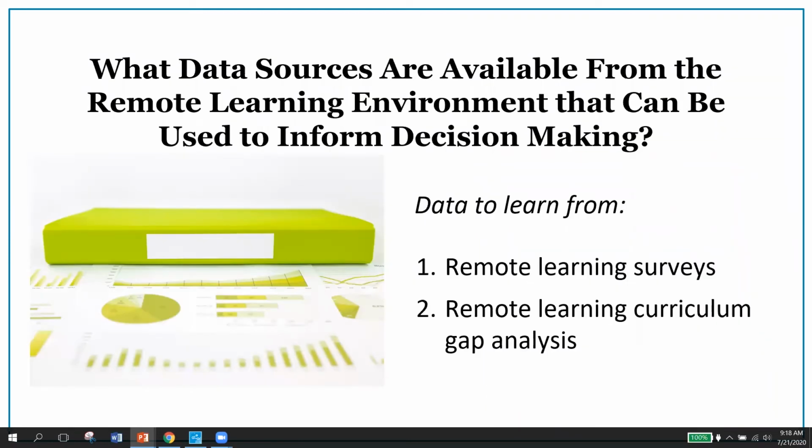There are a wide range of data available from remote learning. Two sources of particular importance are remote learning surveys and remote curriculum gap analysis to study unfinished learning within grade levels and content areas. Ultimately, data from these sources can help to ensure that all students receive a full year of new grade level learning.